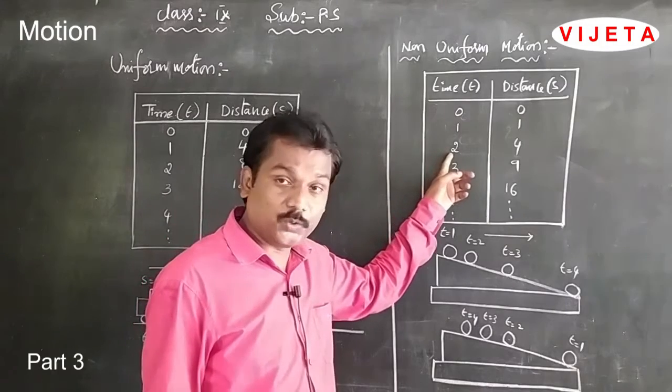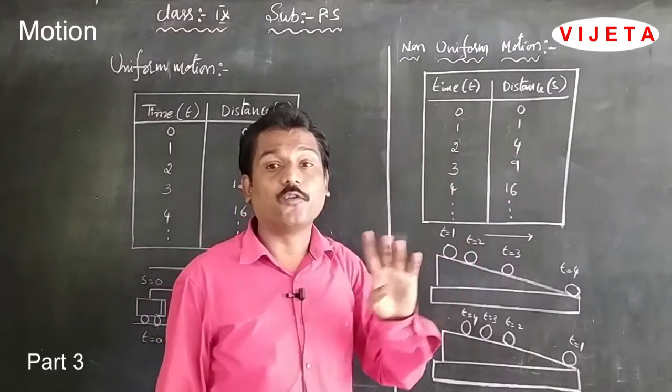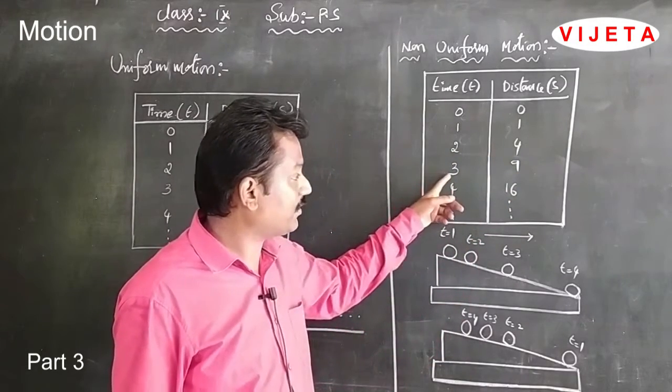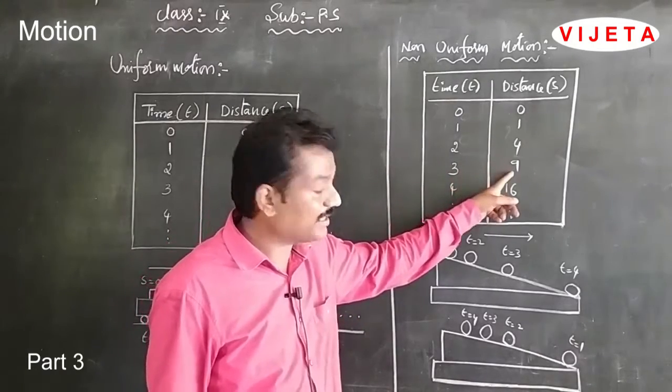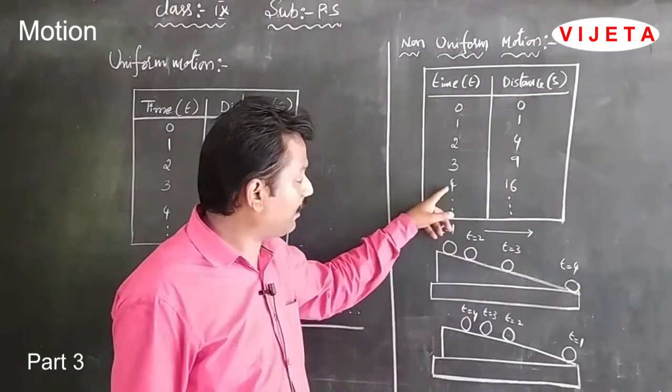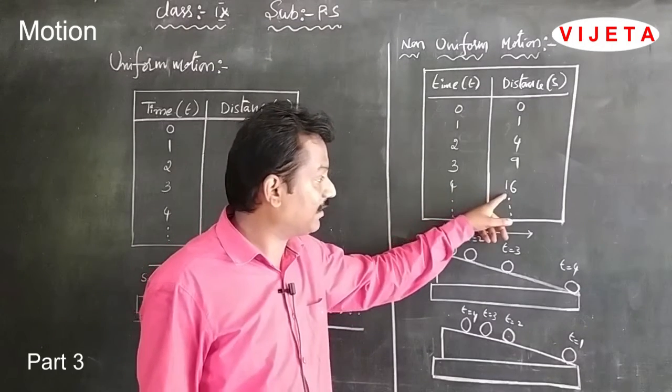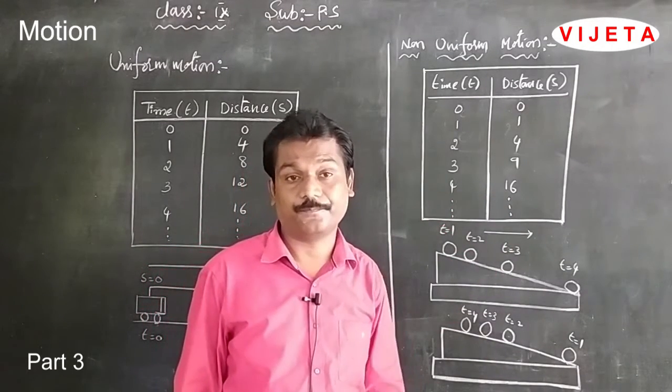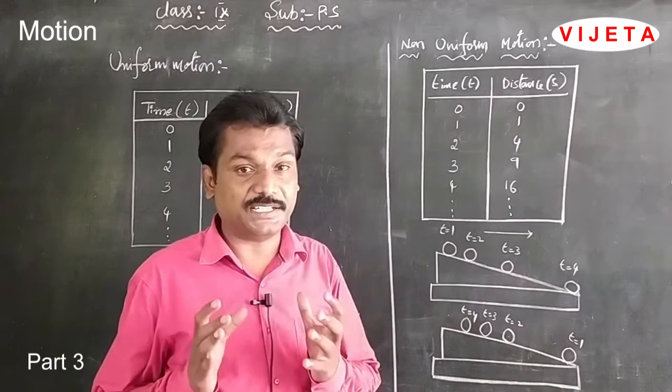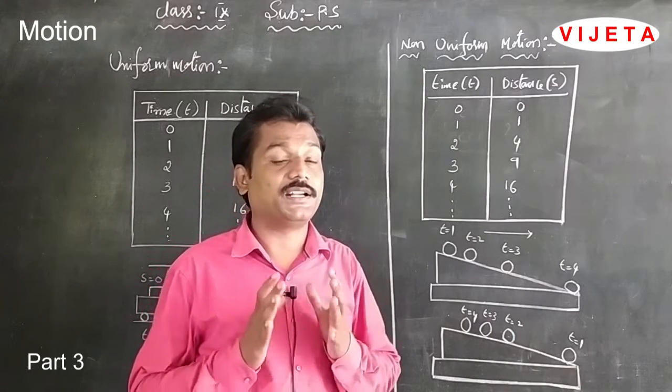After completion of 2 seconds it covers 4 meters. After completion of 3 seconds it covers 9 meters. After completion of 4 seconds it covers 16 meters. Now we can observe how much distance exactly it covers in a particular interval of time.